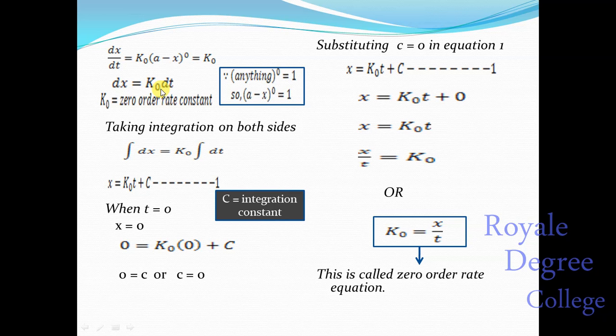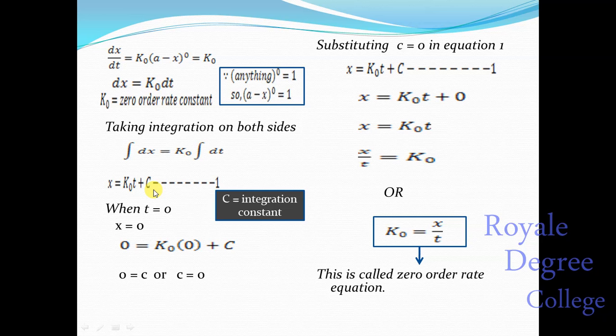Taking integration on both sides: integration of dx equal to k0 integration of dt. Now, integration of dx is equal to x, we all know this. So in place of integration of dx we write x. It is equal to k naught, as it is, and integration of dt is equal to t. So we write t plus c. C is nothing but the integration constant. It is our equation number 1.